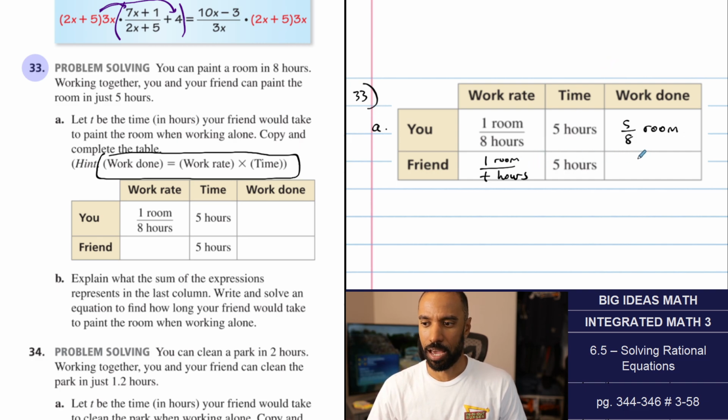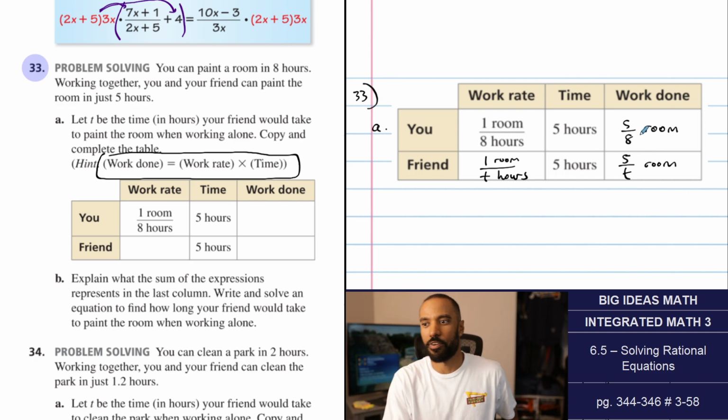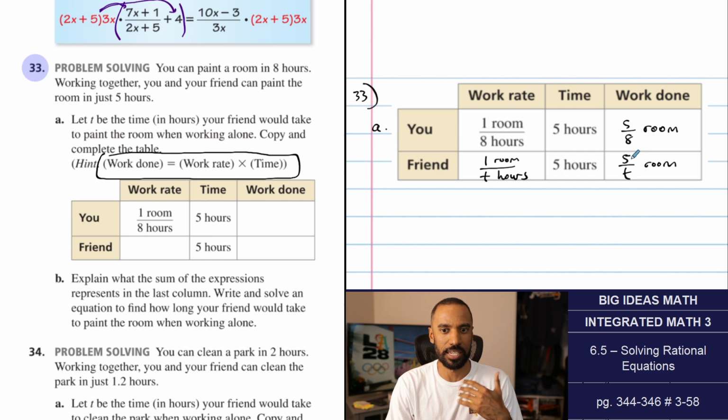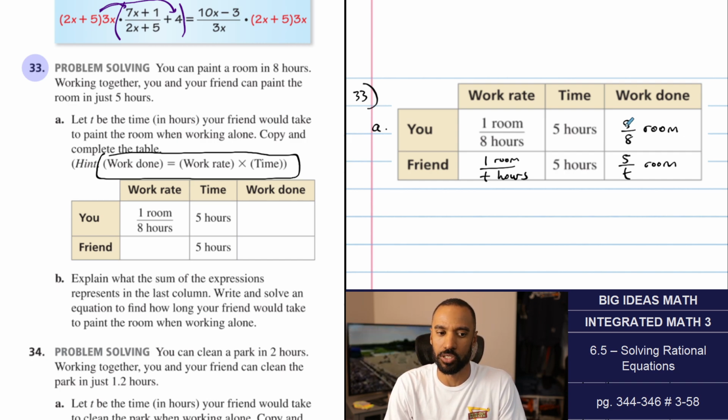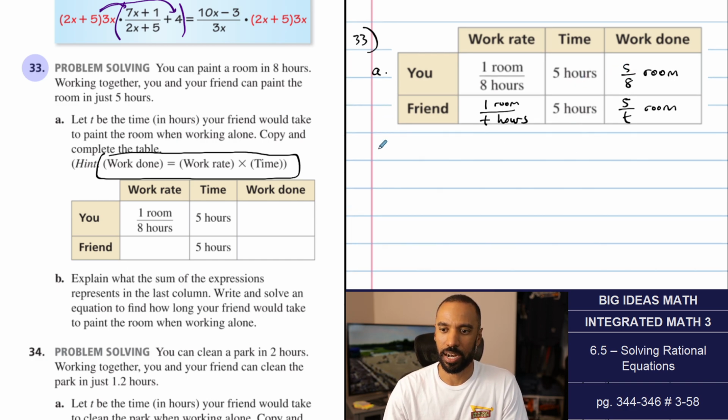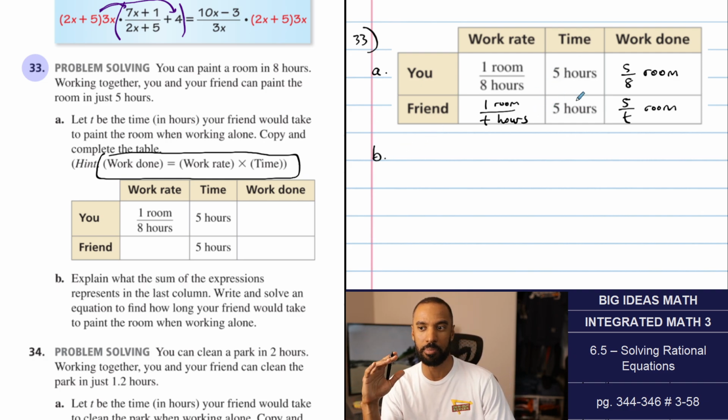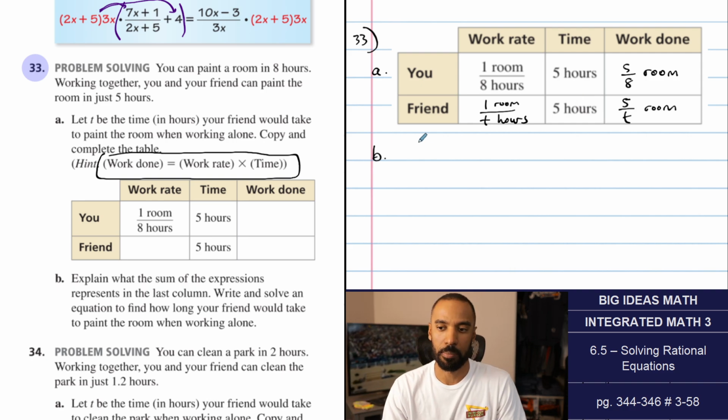Your friend can cover 5 over t, 5 t-ths of a room, like so. Which I guess makes sense, as now we need to add our work done together to get a total. So part B: explain what the sum of the expressions represents in the last column. Write and solve an equation to find out how long your friend would take to paint the room when working alone. I don't know if this is the way that I would set up the problem based off that 5 hours thing, because I guess normally this would be information you're trying to find itself. So maybe I would. I'm not sure.